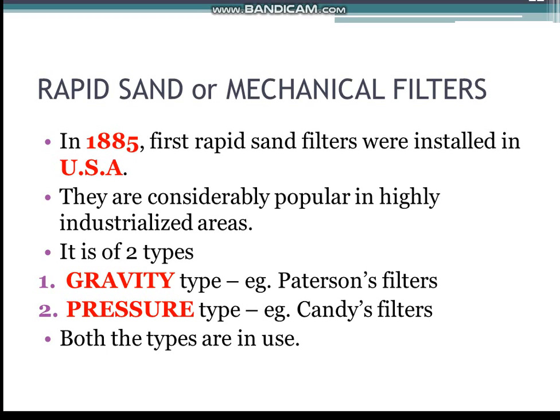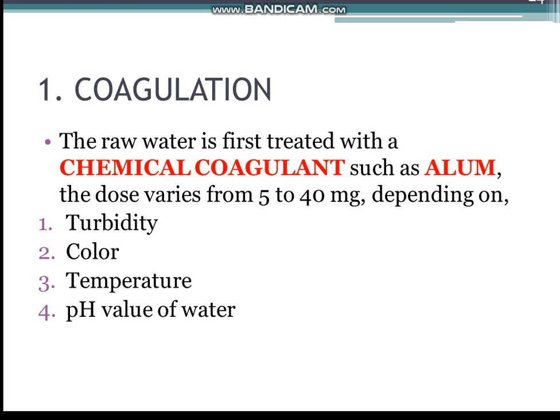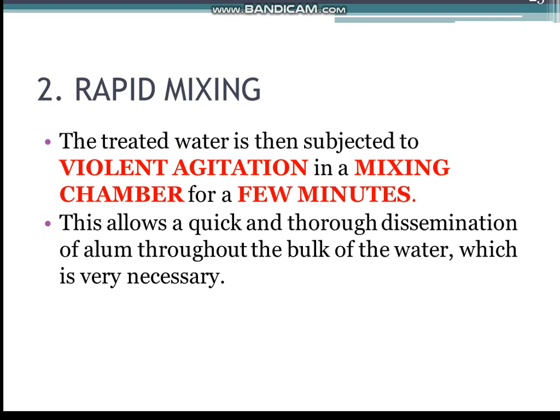The following steps are involved in the purification of water by rapid sand filters. We'll come to this diagram after we have discussed the steps involved. First, coagulation. The raw water is first treated with a chemical coagulant such as alum, the dose of which varies from 5 to 40 mg or more per liter, depending upon the turbidity and color, temperature, and the pH value of the water.